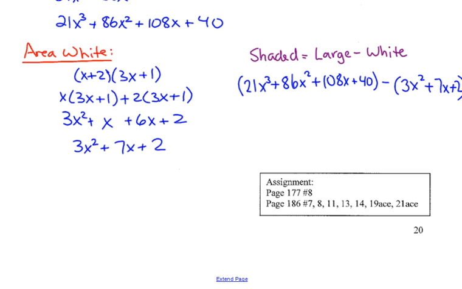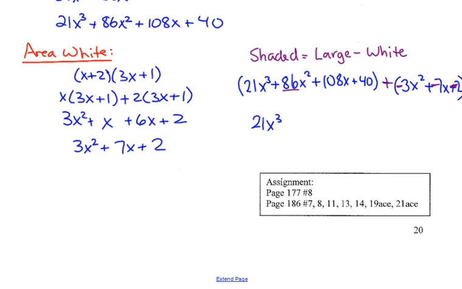Subtraction. Okay. Now you could subtract, or what could we do to make it addition? Distribute the negative. So to make this a plus, this would be a negative 3x squared, a negative 7x, and a negative 2. If you use a red pen, it's easier to see, like a different color. And now we can collect like terms. So there's no other cubes, so 21x cubed.